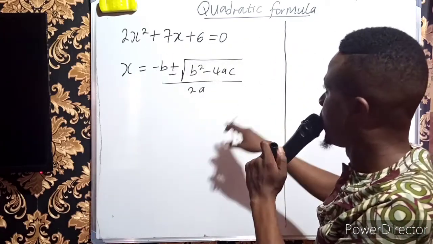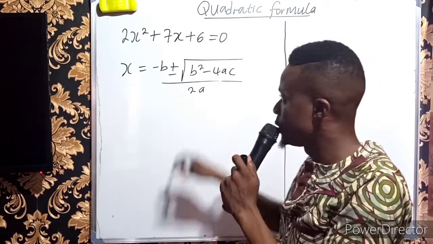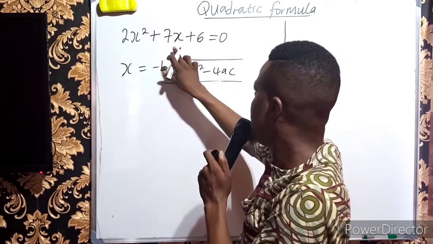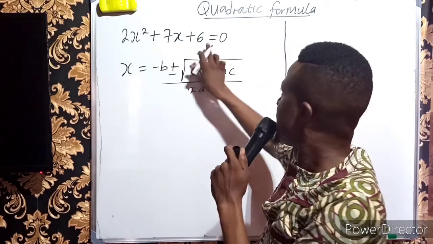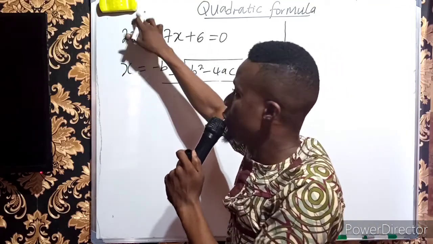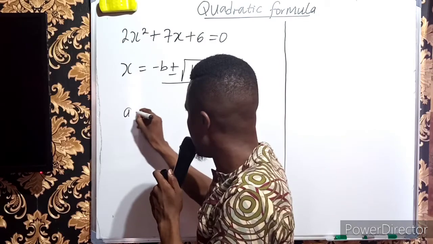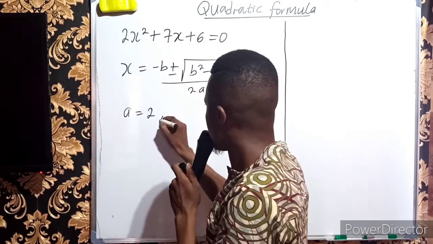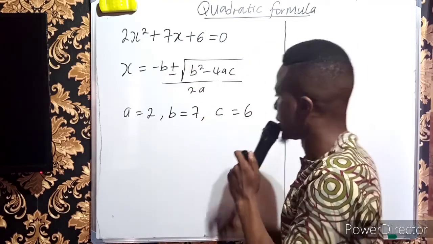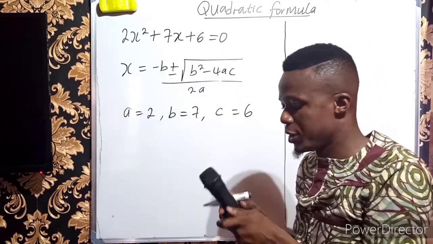Okay, so this is the formula: x is minus b plus or minus the square root of b squared minus 4ac, all over 2a. Our a is the coefficient of x squared, b is the coefficient of x, and c is the constant. When there is no number standing before x squared, you know that the coefficient is 1. But this time around, we have a number standing there, so it means that our a is just 2, the coefficient here. My b is 7, and my c is just 6. So the coefficient of x squared is a, that of x is b, and the constant gives us c.